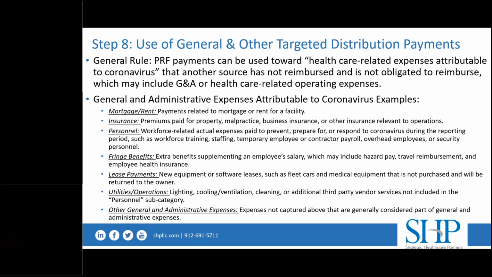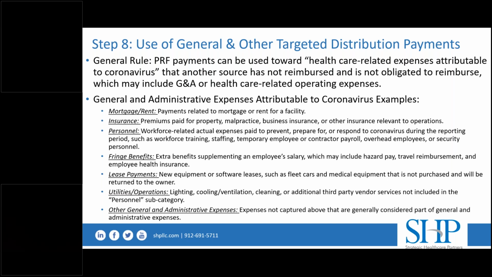So continue to walk through this. The insurance on those same pieces of property can also be applicable. The personnel, the workforce related activities to prevent, prepare for, respond to coronavirus during the reporting period: workforce training, staffing, temporary staff, overhead of employees, all those kinds of things apply. As a matter of fact, there are some questions in the FAQ that even go on to say, not only fringe benefits, but hazard pay and other things like that, as well as the supervision of prepping for it, like task force and oversight and all those kinds of things, that all of those can be considered incrementally virus related and can be accounted for.